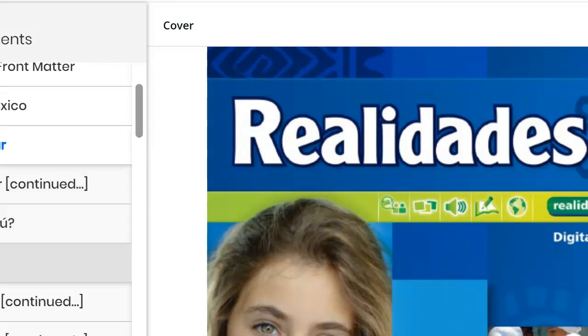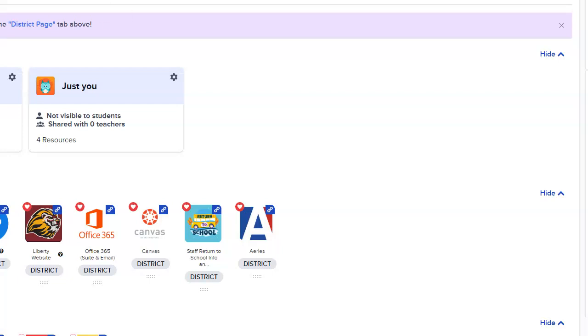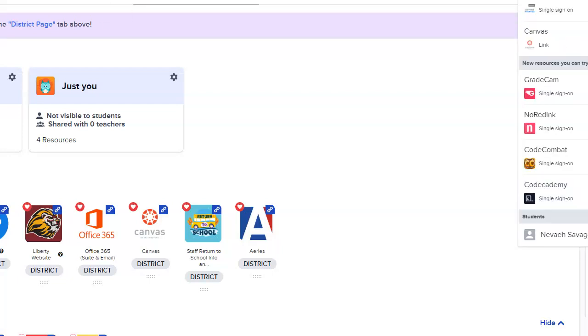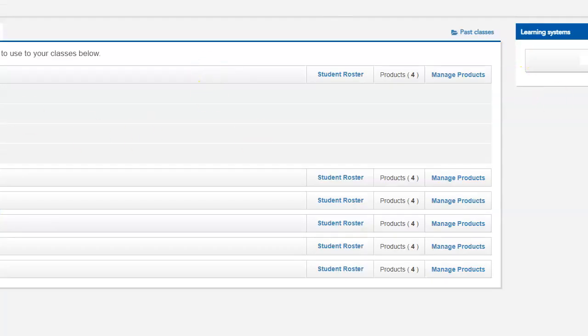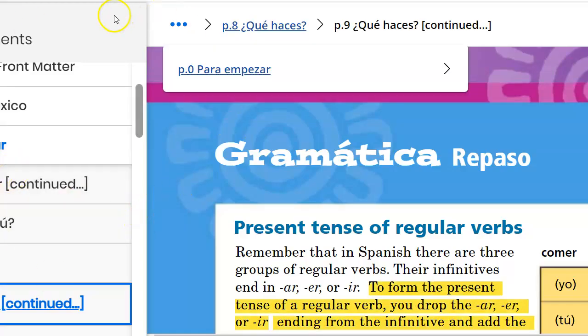I'm looking for page 9 because that's what's outlined in the calendar. We're going to take a look at exercise 14. If you want to run back that process, you can go back in the video. But basically, what we did is we went to Clever, we typed in Savas, 2 V's, clicked on that icon, and then that took you to here, or an equivalent of that, to get to the Realidades 2 textbook.